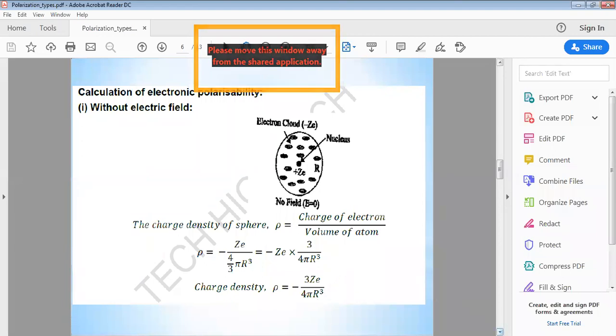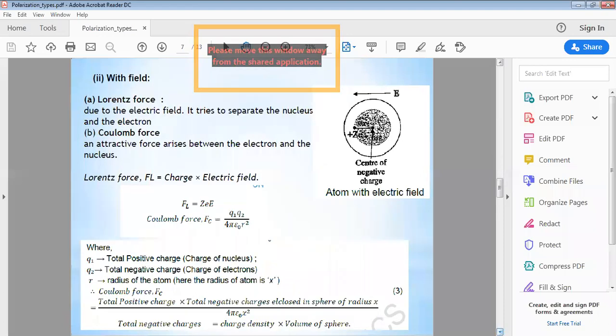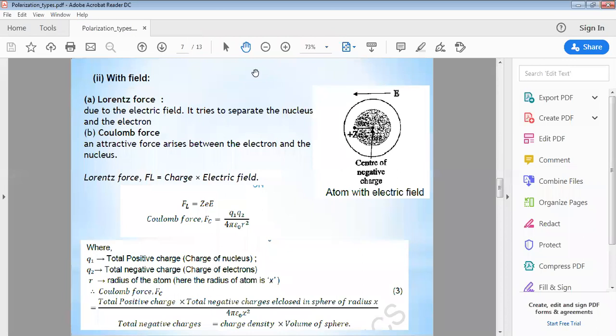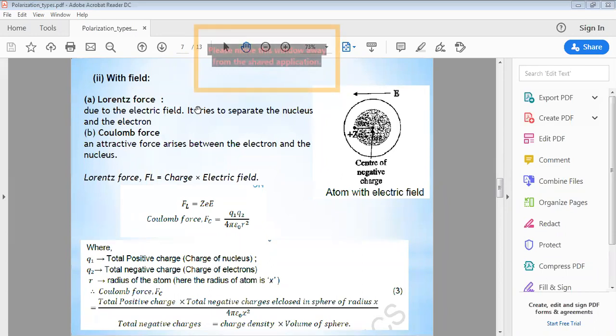Now we are going to see what will happen if I apply an electric field. With the electric field, there are two forces acting. One is called the Lorentz force. When you apply the electric field, the Lorentz force will act and try to separate your positive ion and negative ion. That's why you are creating the polarization. Your electrons will orient in one direction. That is the Lorentz force.